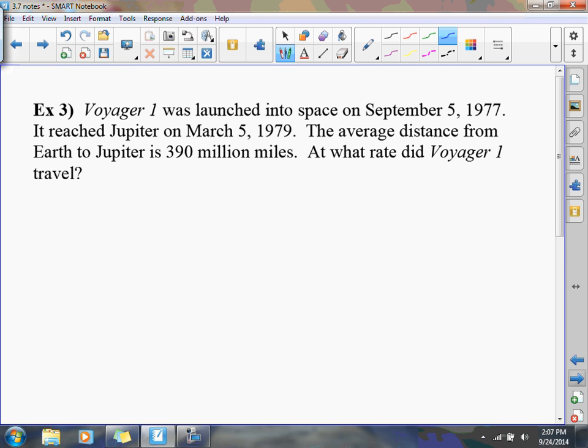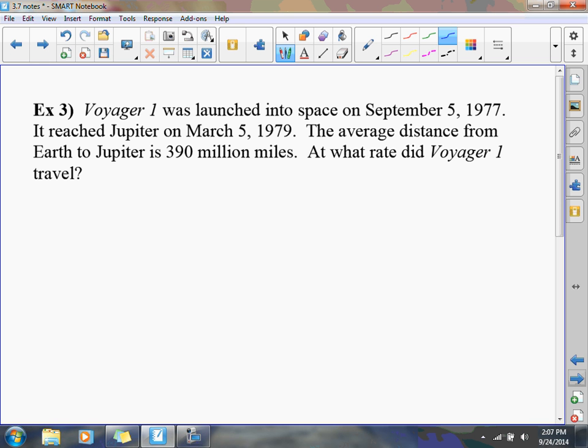Okay, example 3, last one. Voyager 1 was launched into space on September 5th, 1977. It reached Jupiter on March 5th, 1979. The average distance from Earth to Jupiter is 390 million miles. At what rate did Voyager 1 travel?